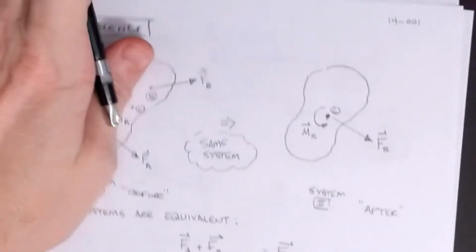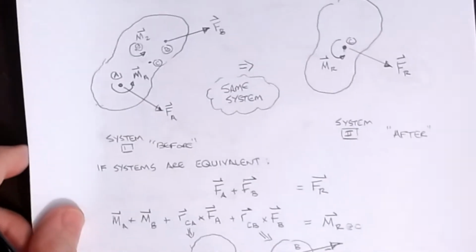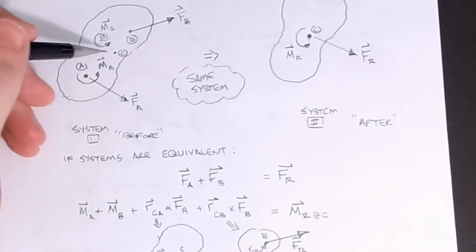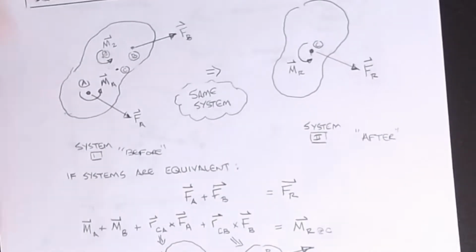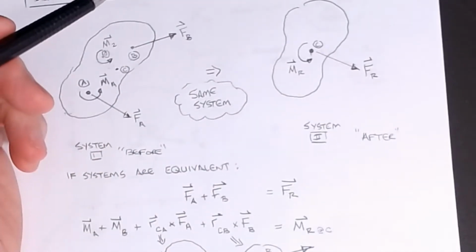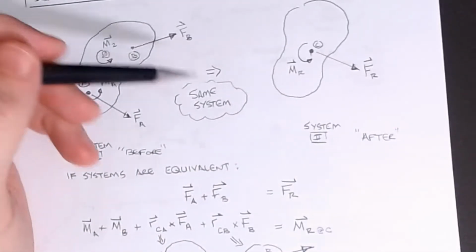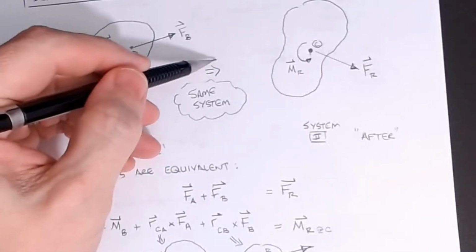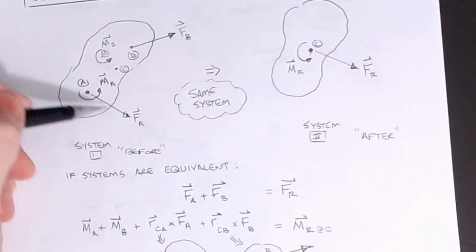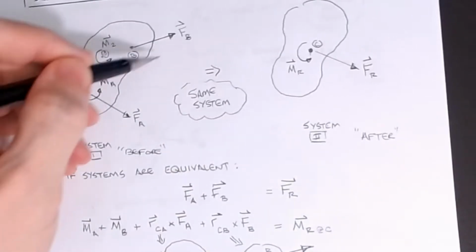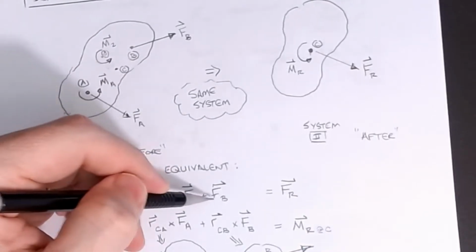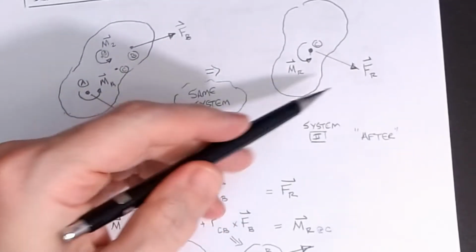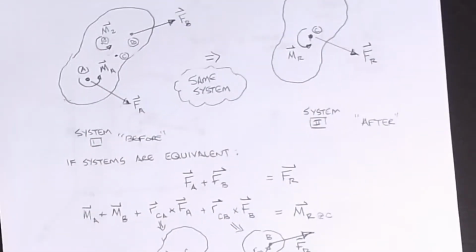Now, the idea is that if these systems are equivalent, then it should stand to reason that the resultant force system on this should be the same as the resultant force system on the other one. And that goes for support reactions, applied forces, everything, the net resultant, if you will. So I can basically say that this is kind of like an equal sign, and that all my forces acting on this picture are FA plus FB. And so FA plus FB, the resultant of the before, is going to be equal to FR, which is the resultant of the after. And that's kind of the basis that we're looking at.